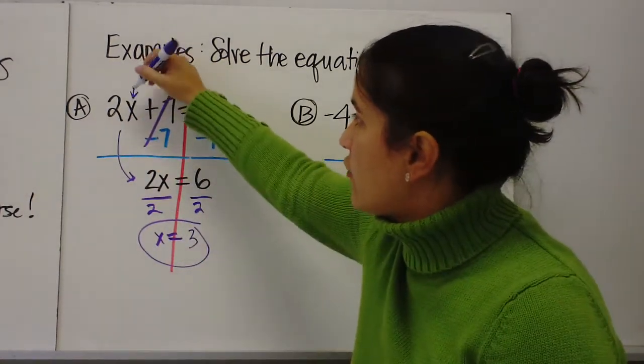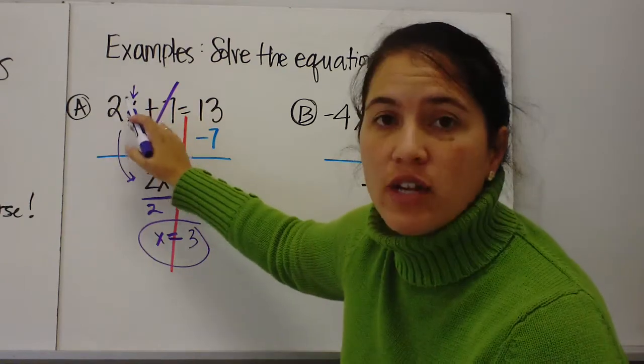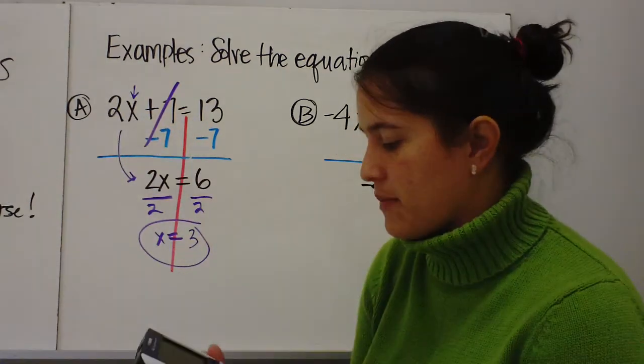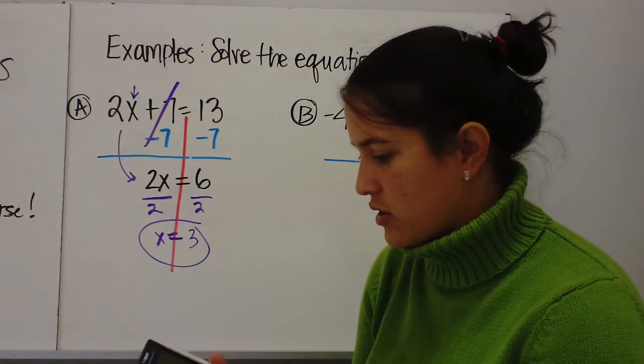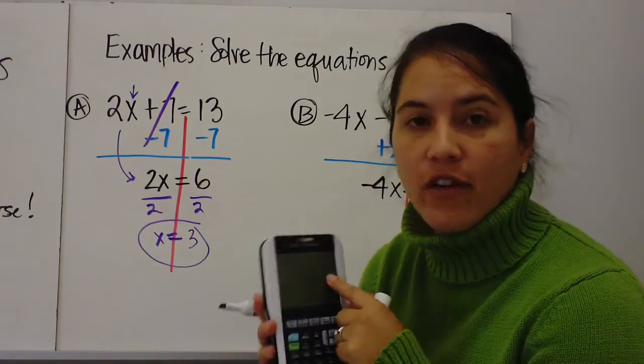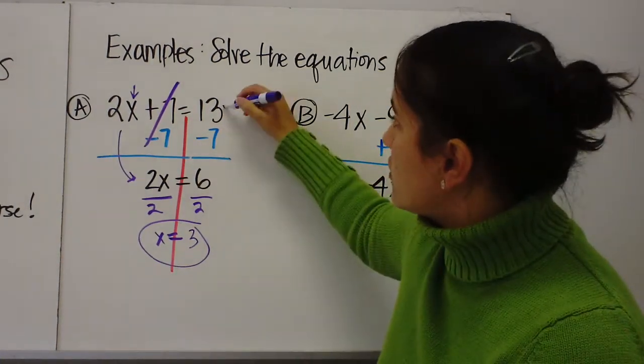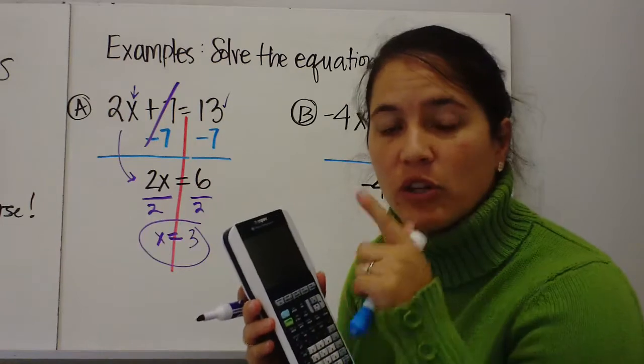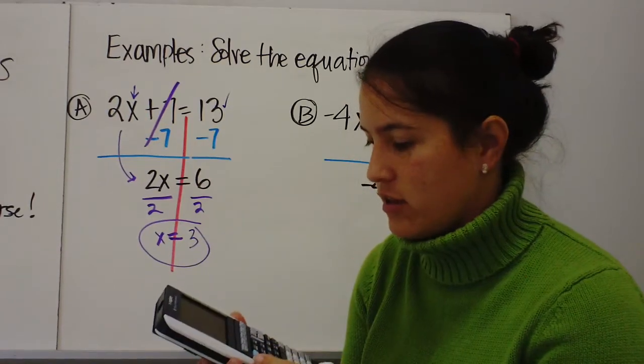Now if I want to check my answer, I take my calculator, and I plug 3 in right here for x. So this means 2 times 3 plus 7. When I type in 2 times 3 plus 7, I get 13, which is what I want, so it checks out. That's how you check your work. You plug it back into your equation.